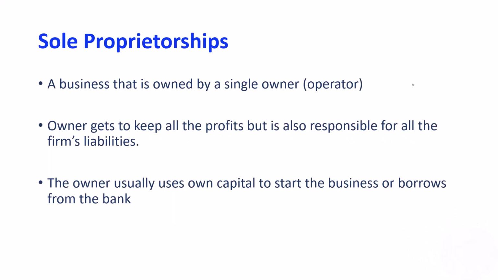The first one that we will look at is going to be sole proprietorship. This is a business that is owned and operated by a single owner. And usually the owner gets to keep all the profits, but it's also responsible for all the liability of the firm. So there's an unlimited liability aspect to this. And the owner usually, in the beginning, uses his or her own capital to start a business and maybe borrows some of the money from the bank. An example of this is like a local restaurant or a mom and pop store in your neighborhood.